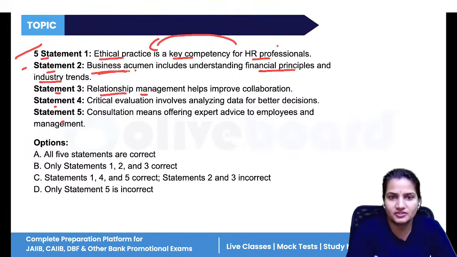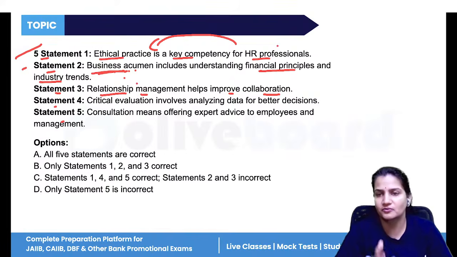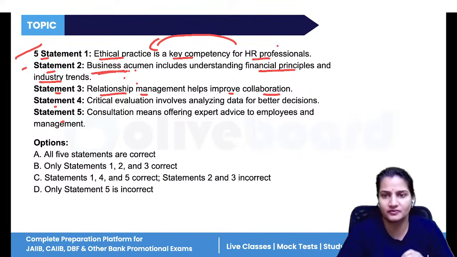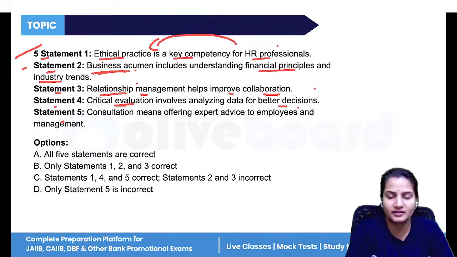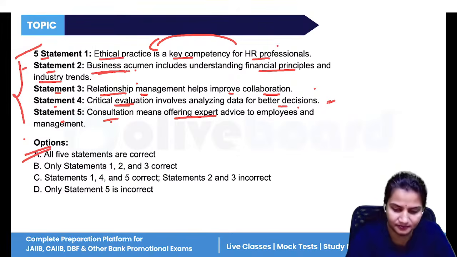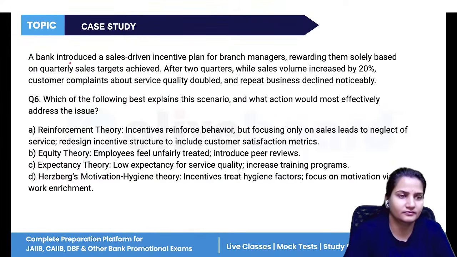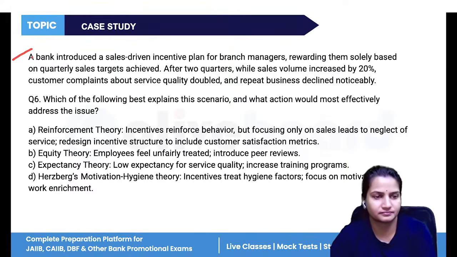Now, relationship management, it helps in improving collaboration. Yes, if you are connecting with more and more people, then definitely you will have a mindset that you will work in a group, you will work in a team. Now, critical evaluation, it involves analyzing data for better decisions. Yes, if you are evaluating critically on any point, then it helps you to make better decisions. And consultation means offering expert advice to management and employees. So all the 5 statements are correct. Now, next question.